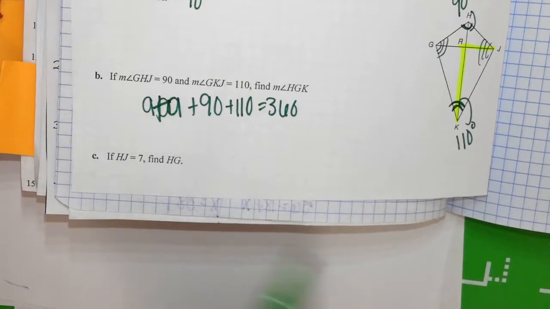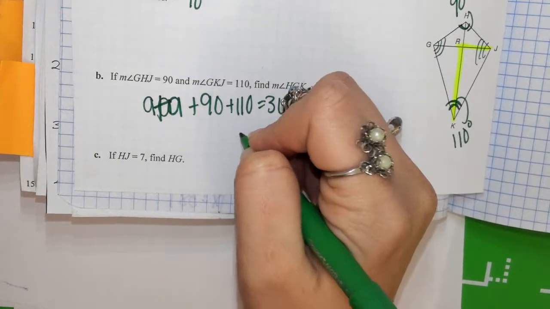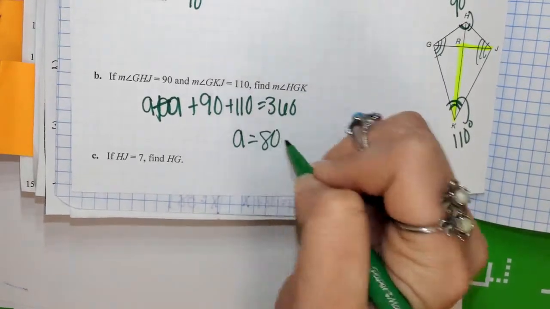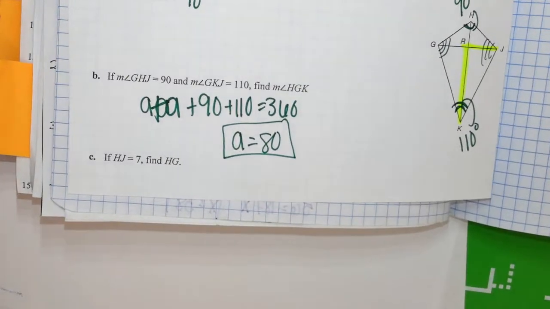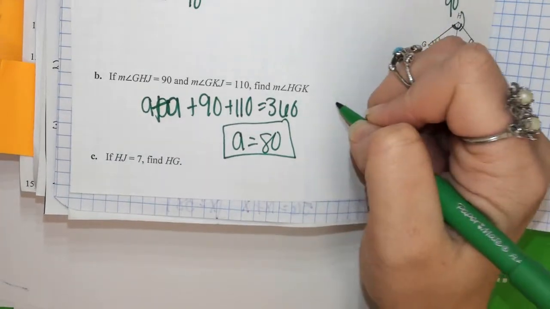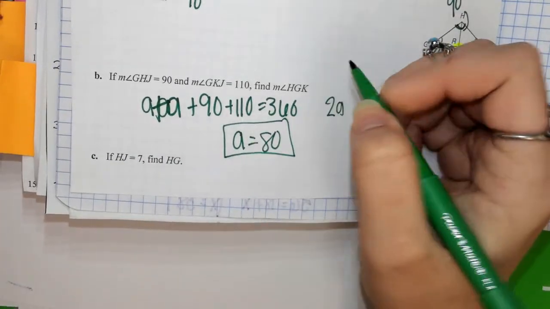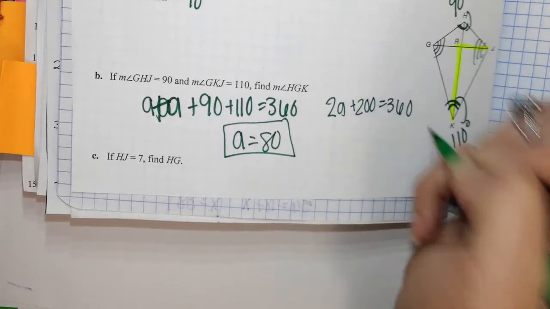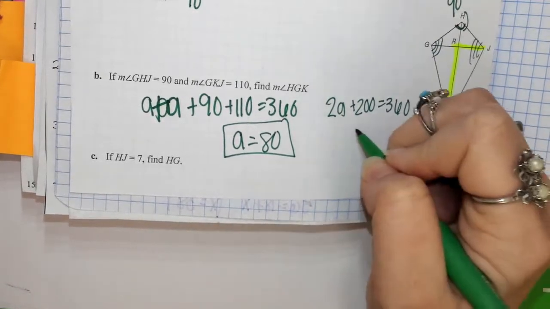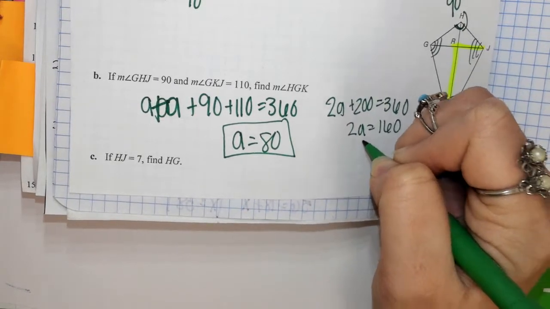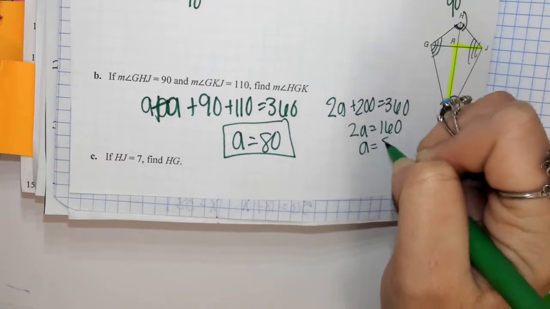Are we done or are we just sitting there waiting on me to write it on the board? What did we get for A? 80. Yes. Okay, so A plus A is 2A, correct? And 90 plus 110 is 200, correct? Oh, okay. Never mind. I put 180. And then you subtract 200, and you get 160. And then you cut 160 in half because you have to divide it by 2, and you get 80.